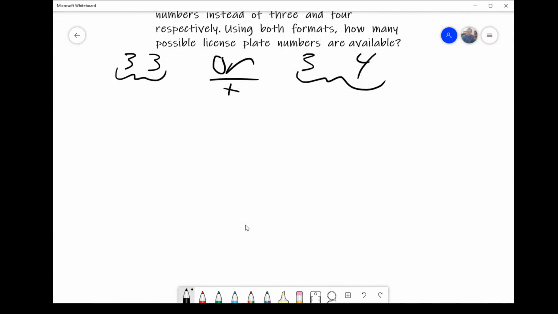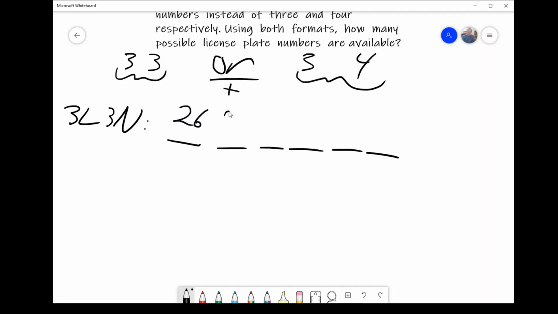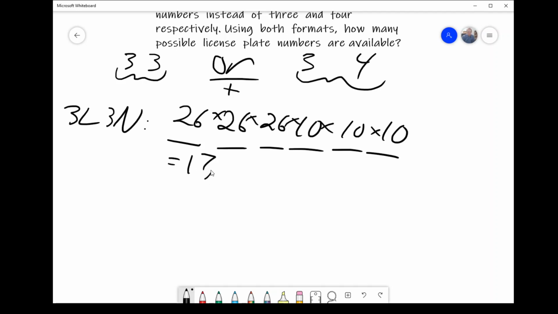So if we have our 3-letter, 3-number format, well, that's 6 blanks, 26 options for each of the first three, 10 for each of the next three, and these we multiply together, because that is and, we need them all. That works up to 17,576,000 license plates.